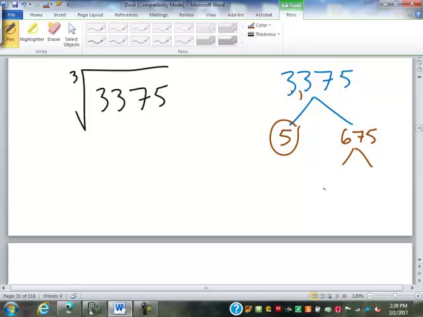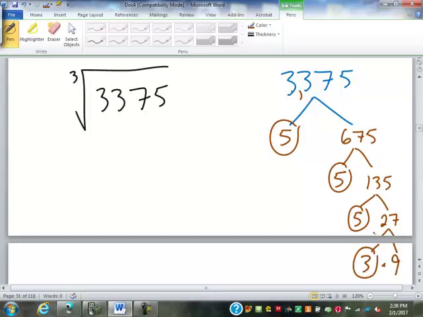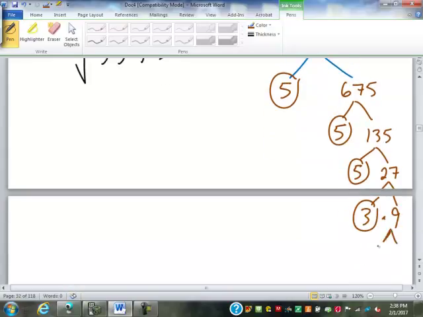What's the number that divides into 675? Five divides into it, that's prime. So we're going to end up with 135 left. What's something that divides into 135? Five. Which will leave us with 27. What divides into 27? 3 and 9. Good. 3 is prime. 9, of course, splits into 3 times 3. Good.